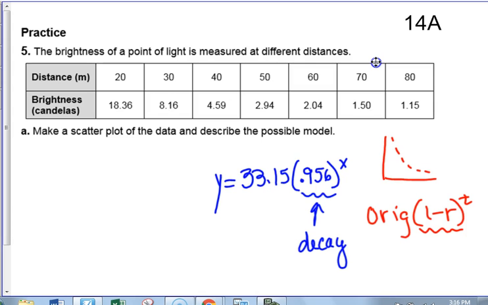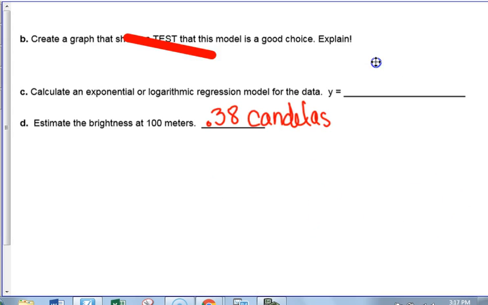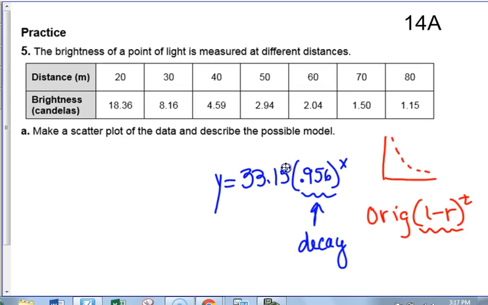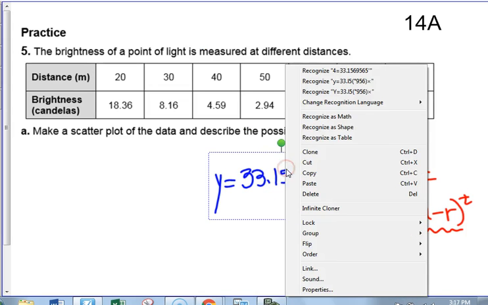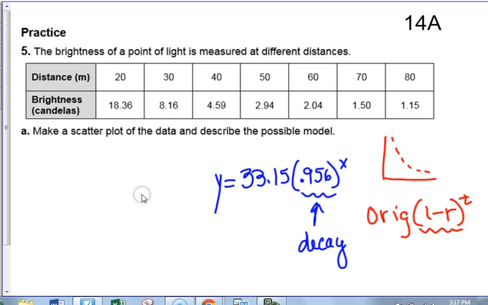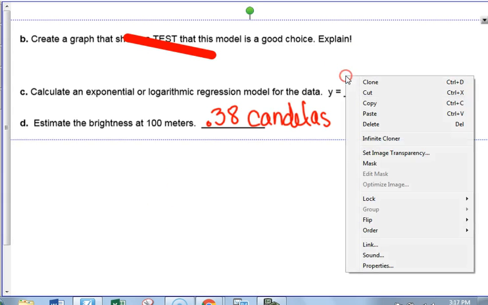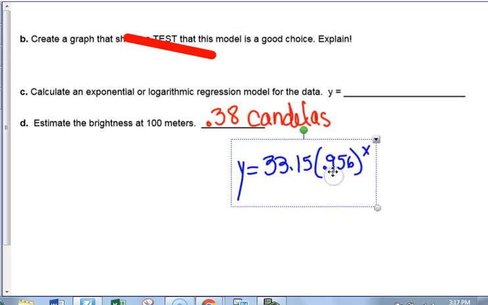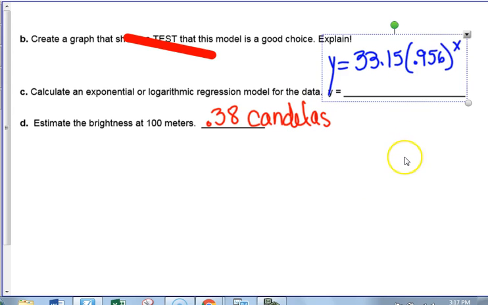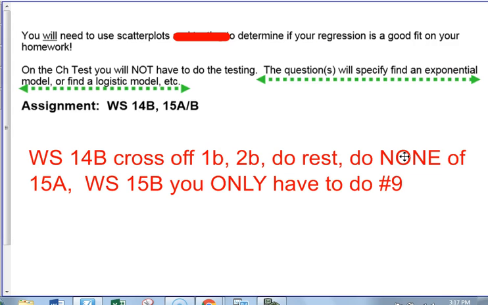I forgot to write it down on this blank. Did you get it from this slide, though? 33.15. You got that number written down somewhere? That equation? Everybody's looking at me like I'm crazy. I'll copy it and put it in the right blank so I feel better, okay? Now you got it? All right, guys, this is the last slide.